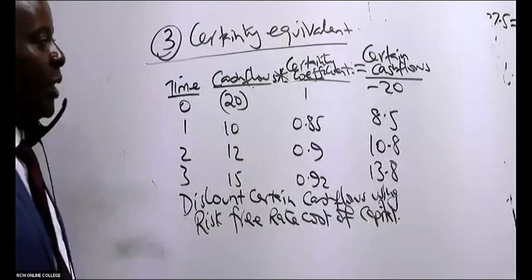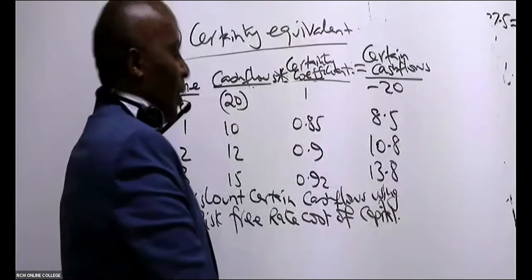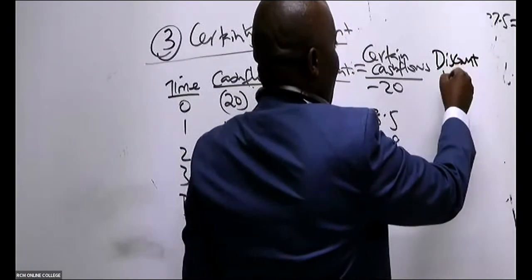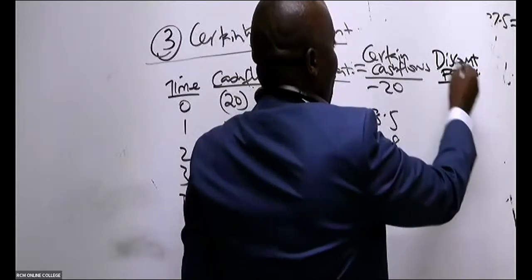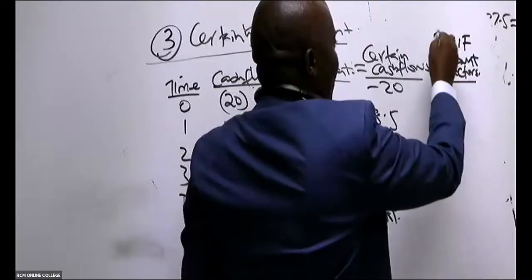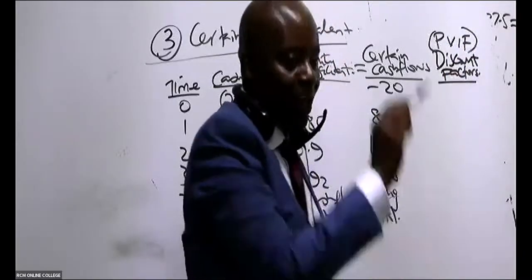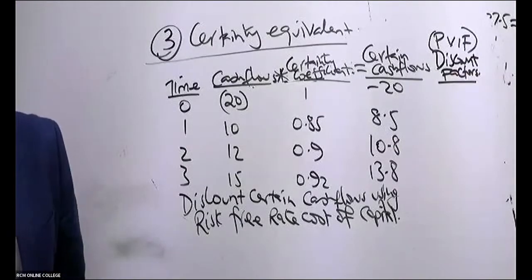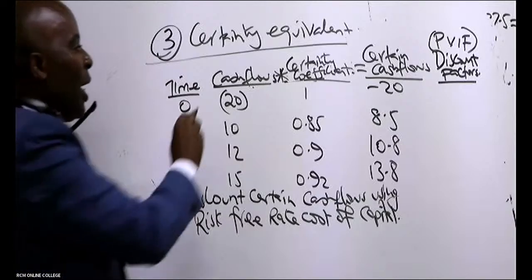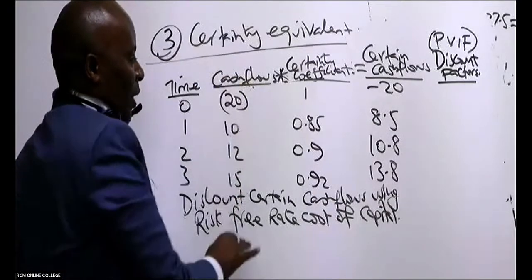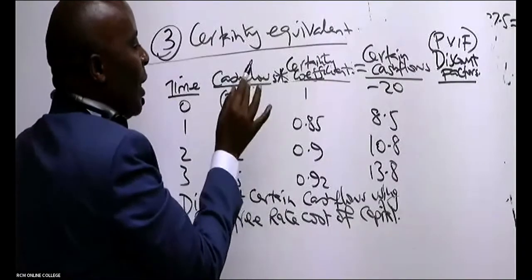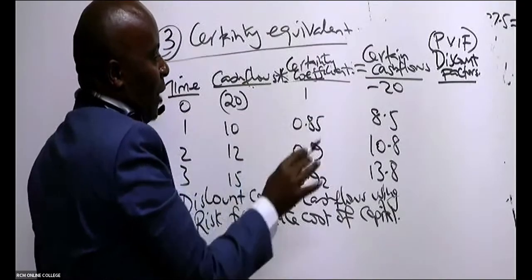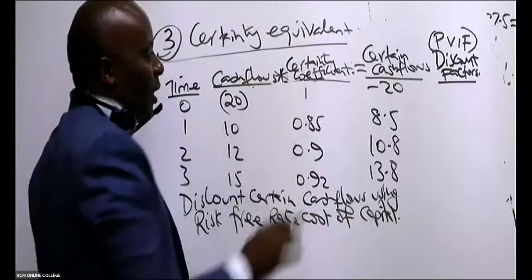So then we want now to get our discounting factors. Do we use PVIF or PVIFA? PVIF, why? Because these cash flows are fluctuating, they're different. Remember, we have this cash flow, the normal one, the regular one. These ones here are uncertain. And then we've been given by the examiner the certainty coefficients. So what we did to get certain cash flows, we took these cash flows times these certainty coefficients like that.